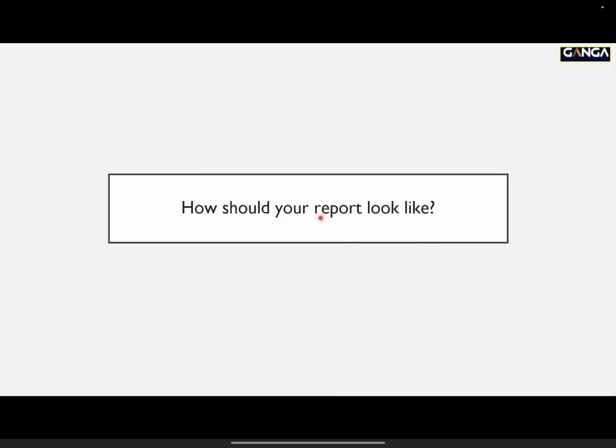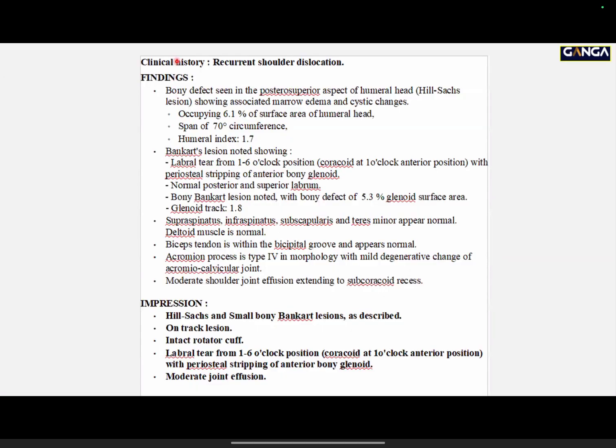So how should your report look in recurrent shoulder dislocation cases? You can see here, we mention the Hill-Sachs lesion: how much it is occupying, the surface area or bone loss, then the span of the circumference and the humeral index or Hill-Sachs index. Then the Bankart lesion, for that we have to mention the labral tear, whether it involves the biceps labral complex or not. And then we have to describe the bony Bankart: if a bony defect is there, how much glenoid bone loss is there?